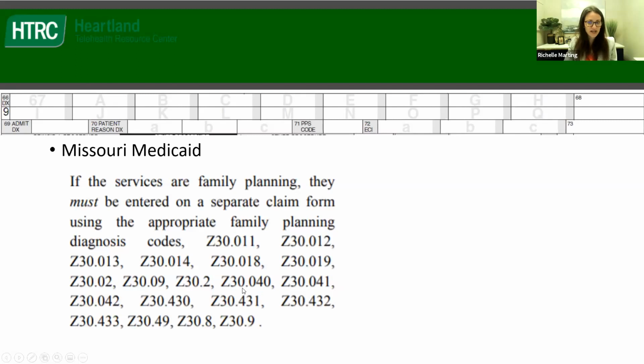And then just one other Missouri Medicaid specific rule, if you're doing any family planning, which remember has to be on a separate claim from non-family planning services, there's a list of certain diagnosis codes that have to go in that field 67 as the principal diagnosis on the claim.